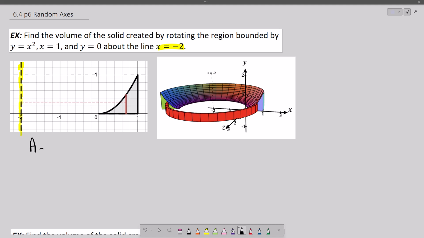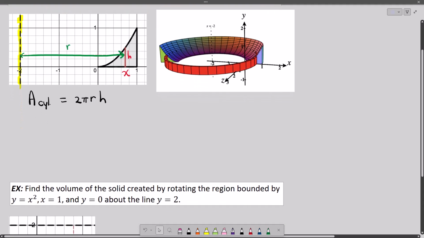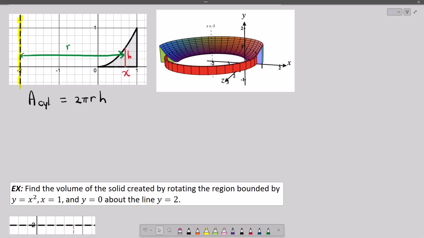So the area of a cylinder is 2 pi RH. Let's draw the R, draw the H. Oh, I already drew the R, right? That distance right there, that's R. This is our random vertical element at x, and the height is whatever the height of that vertical rectangle is. So, first off, are we using dx or dy? Dx. If we draw a vertical element, it's at a random x. If we have a random x, we're using dx.